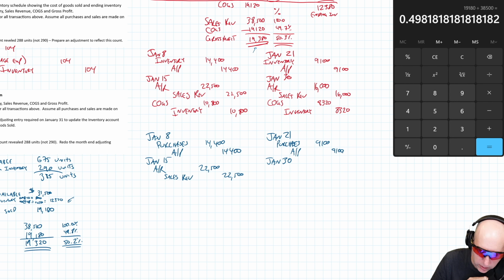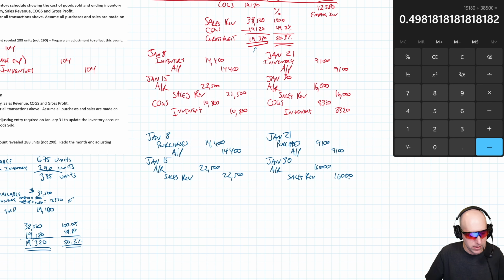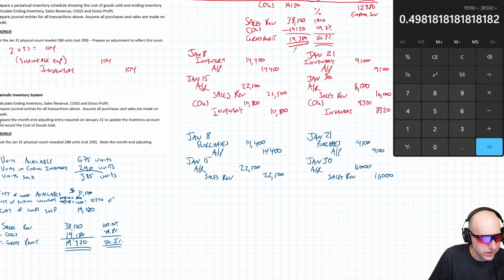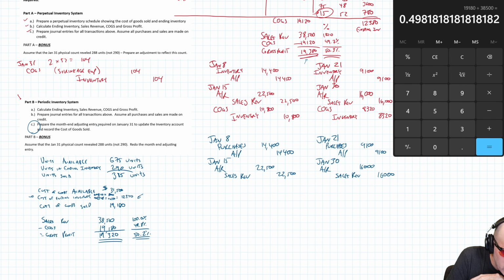And last but not least, January 30th, debit AR, credit sales revenue for 16,000, and I don't touch COGS or inventory. So that's it. That's Part B. Pretty straightforward. Part C, though, is harder. Part C says, prepare the month-end adjusting entry required on January 31st to update the inventory account and record cost of goods sold. All right.